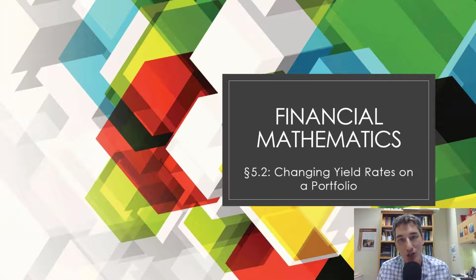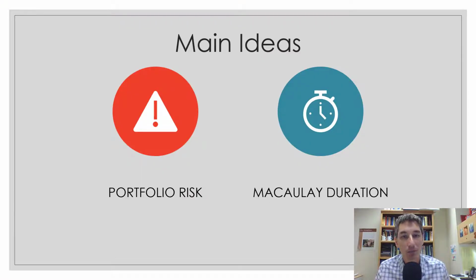This one we're looking at changing yield rates on a portfolio from section 5.2. Let's take a look. So two main ideas. First, portfolio risk, and then second, the Macaulay duration, which is a thing that tries to quantify portfolio risk.